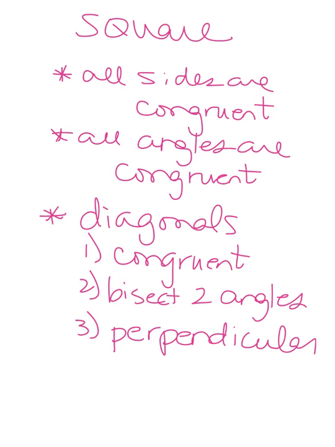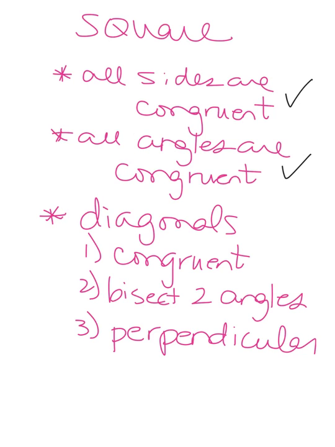Now when we're looking at a square, which is also a special parallelogram, we discussed earlier the fact that a square is a rectangle as well as a rhombus, so it's going to share all of those properties. So all sides are congruent, similar to a rhombus. All angles are congruent, which is similar to a rectangle, and that means all angles will be 90 degrees.